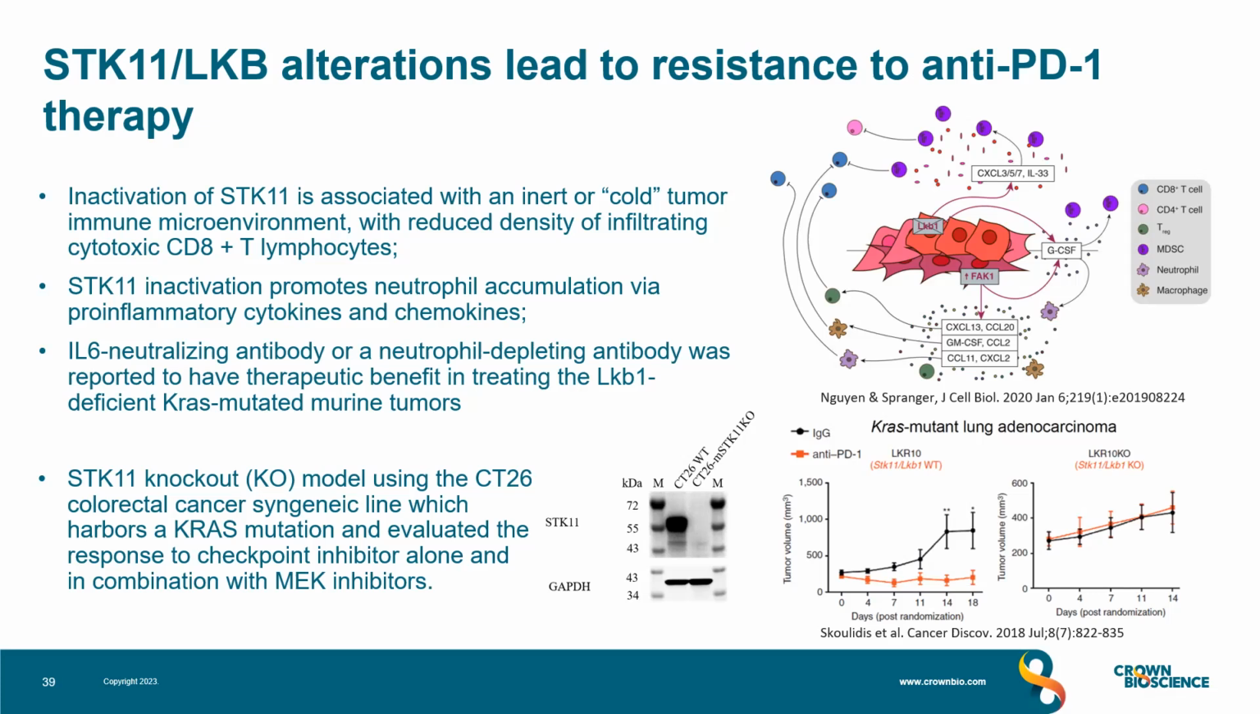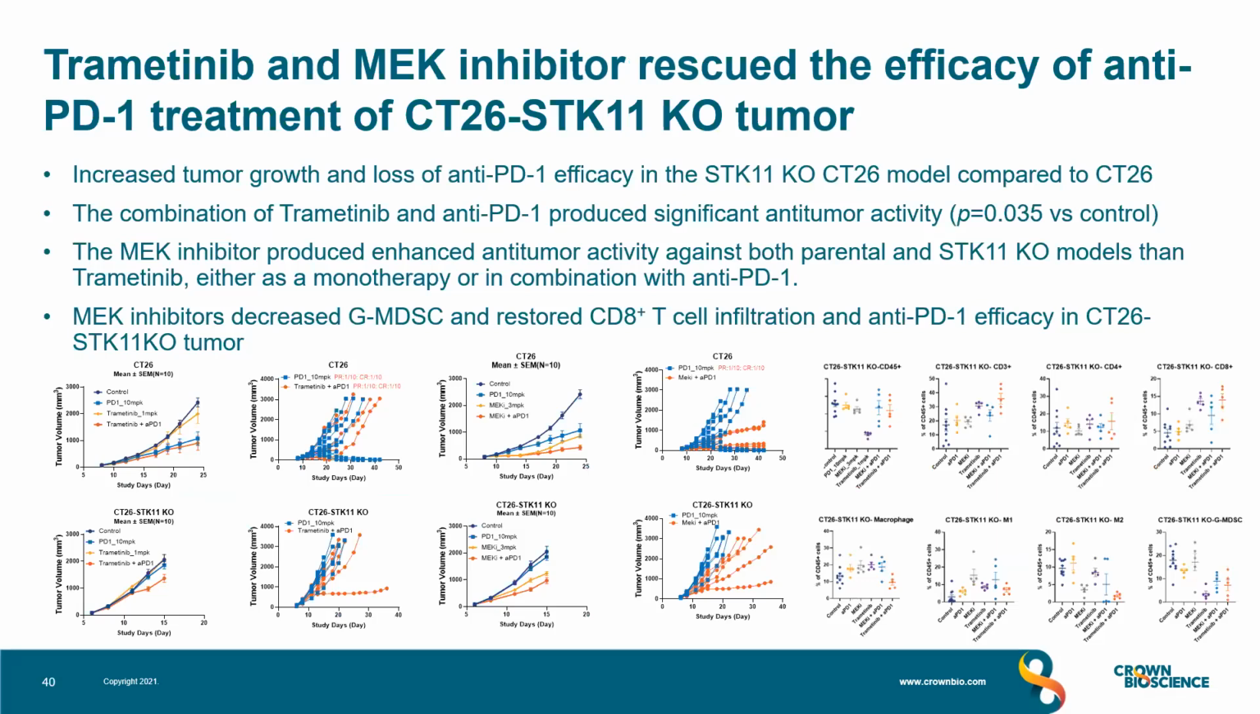Because we don't have one with lung cancer, we opted for the CT26, and this has been used to evaluate the response to checkpoint inhibitor alone and in combination with MEK inhibitors. As you can see here, the STK11 deletion was verified by Western blotting. An increase in tumor growth was seen, and also the loss of anti-PD-1 efficacy in the STK11 knockout models. Again, this is in direct comparison to the CT26, which is shown here.